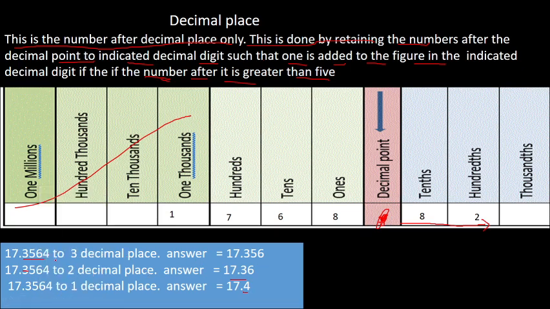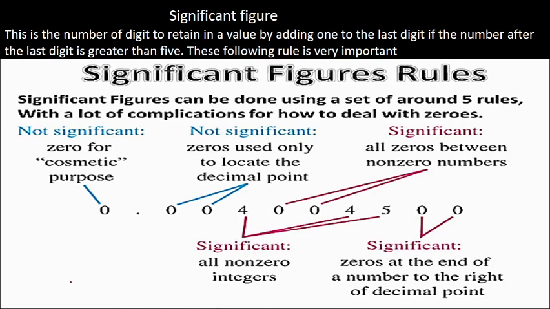In this case, this means that to 3 decimal places, that is to say, retain 3 numbers after the decimal point. To 2 decimal places, retain 2 numbers after the decimal point. To 1 decimal place, retain 1 number after the decimal point.